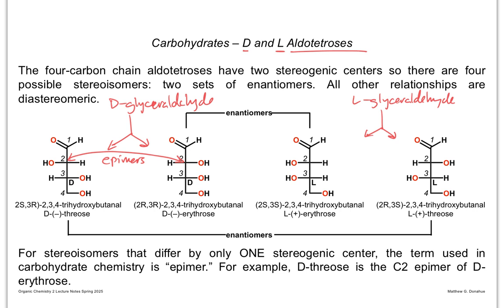So for epimers, is it that the OH is on the left or the right? If they are changing, then they are called epimers. Just for one carbon. Basically, all of the stereocenters will remain the same, but one will be switched, just one carbon.